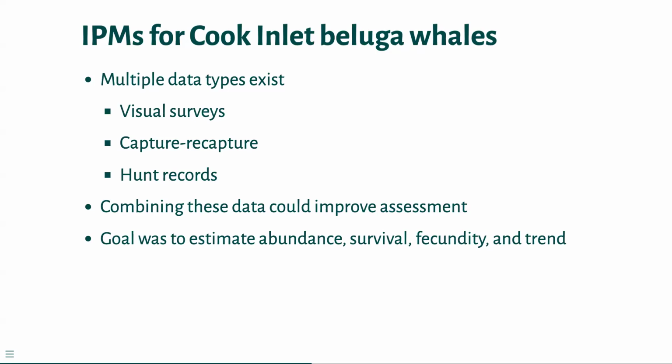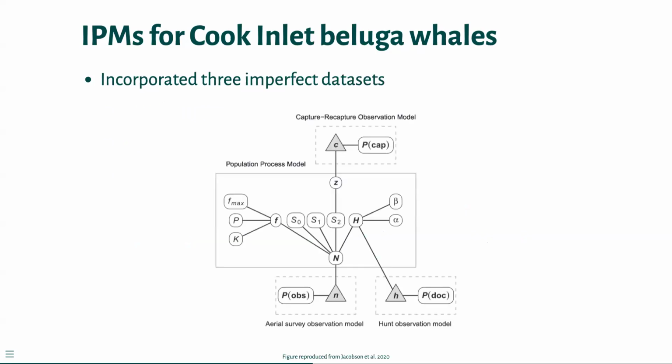And then we could ask that question of, well, is survival lower than we would expect, or is fecundity lower than we would expect, et cetera. This is what the model looked like, where we have the population process model again in the middle. This is the population size N. Here it's influenced by these life history parameters that you've seen before, fecundity, survival rates, and then also by this H parameter, which represents removals due to hunting.